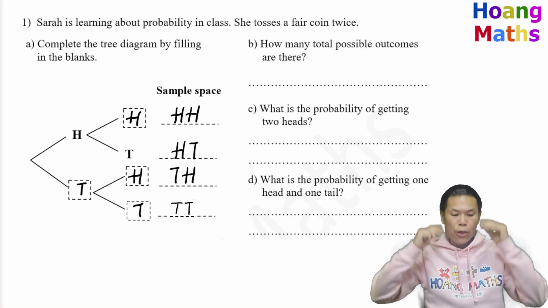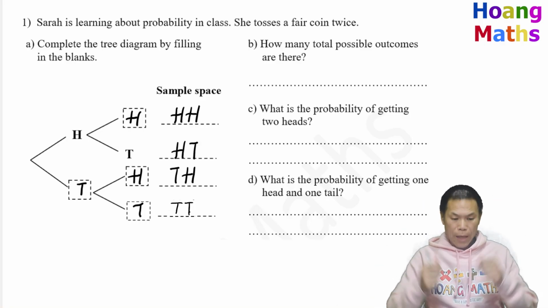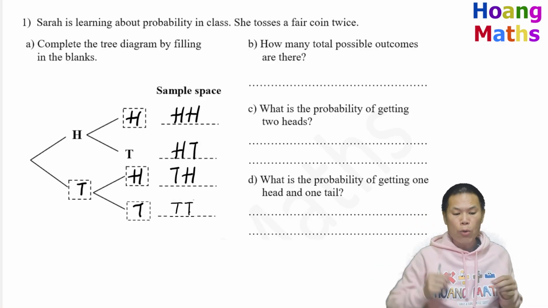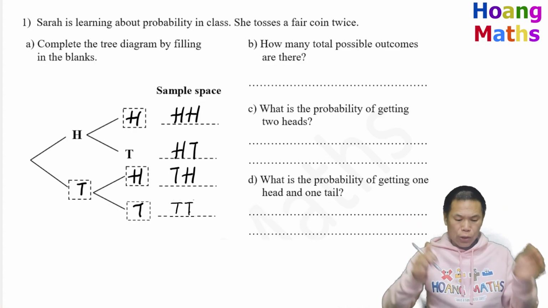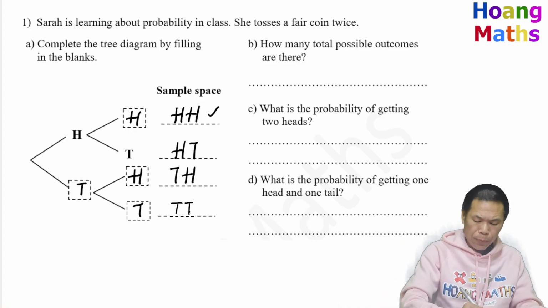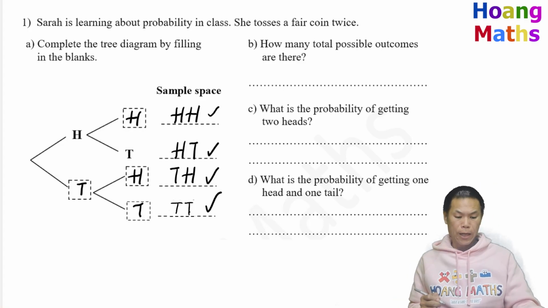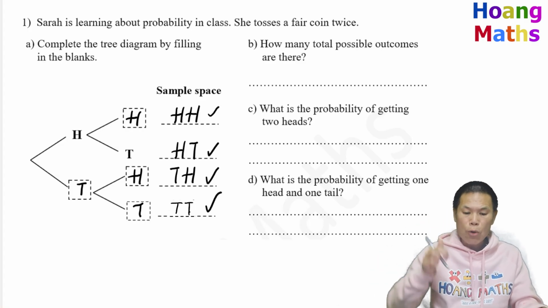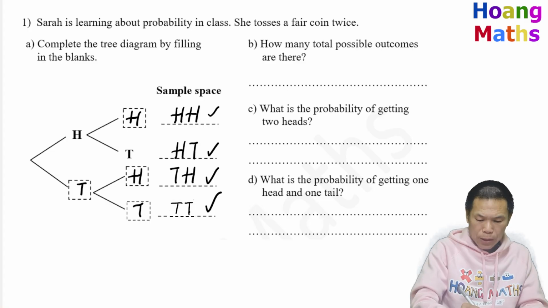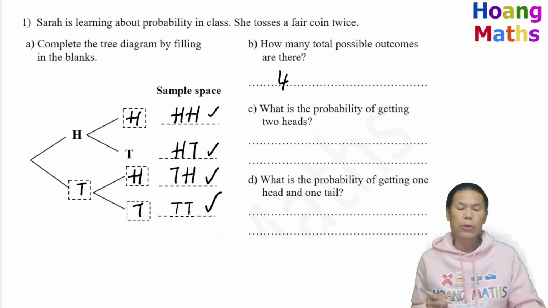So there you go. Part B, how many total possible outcomes are there? So we have head, head, head, tail, tail, head, and tail, tail. So 4 possible outcomes altogether. So just write 4. That will do.